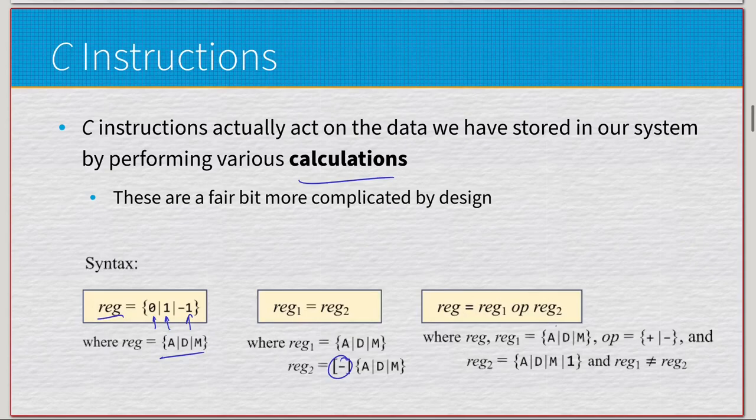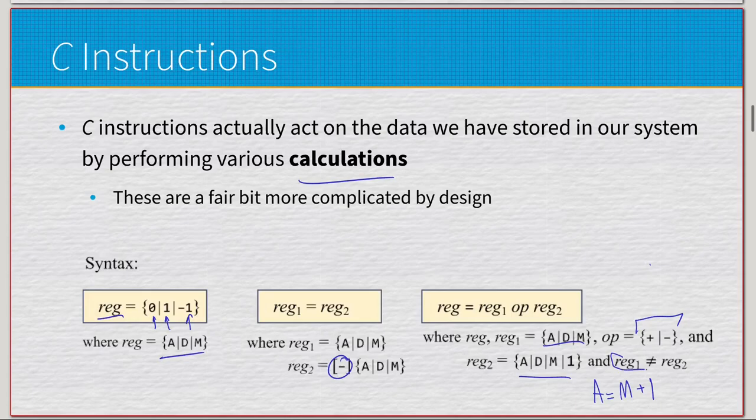register 2. So register can be A, D, and M. Operation can be plus or minus in this case. There's a few other things it can be. It could be like and, or, etc. Just basic operations that can be done with the ALU. It can be done in a C instruction. And then again, we just have ADM or constant value 1. So if you want to do something like A equals M plus 1, you could do that perfectly fine.